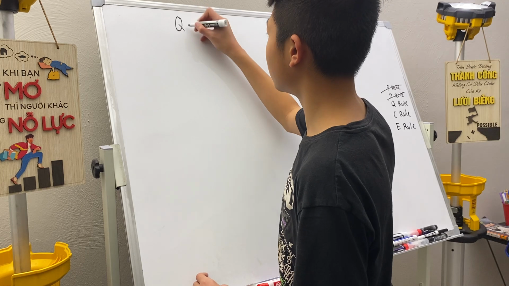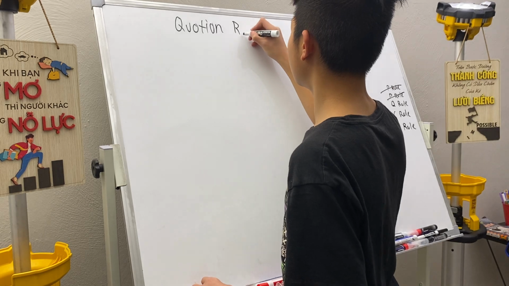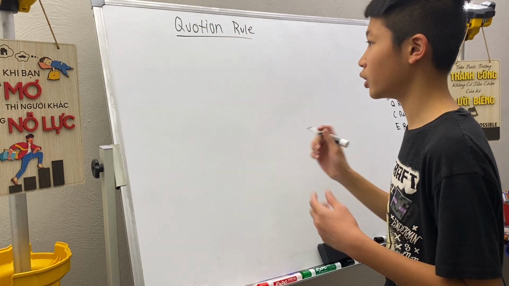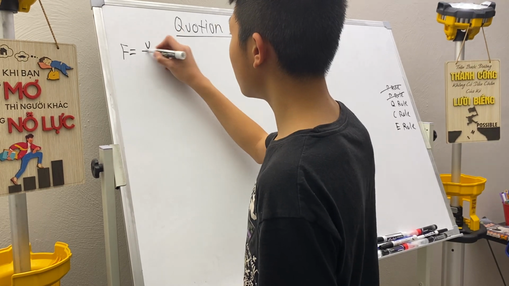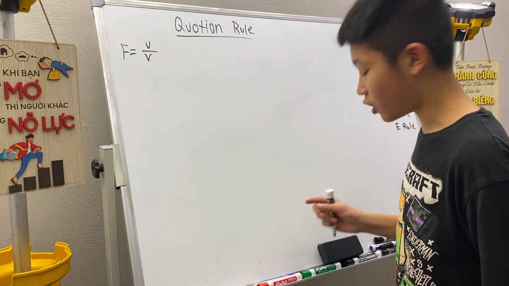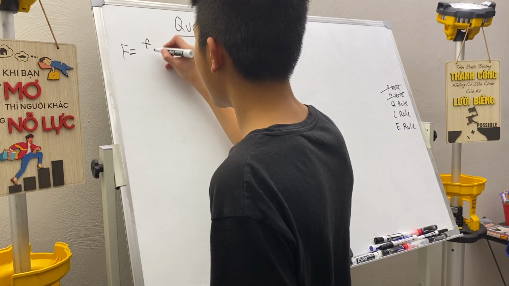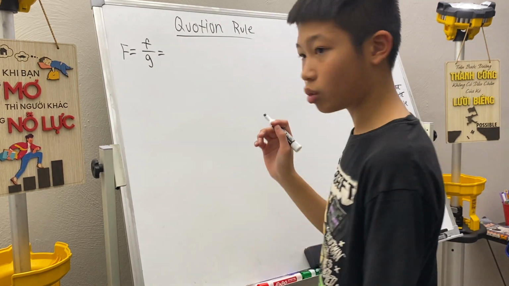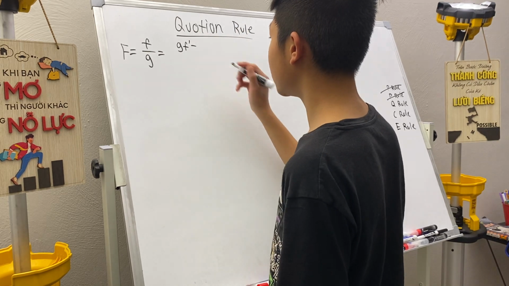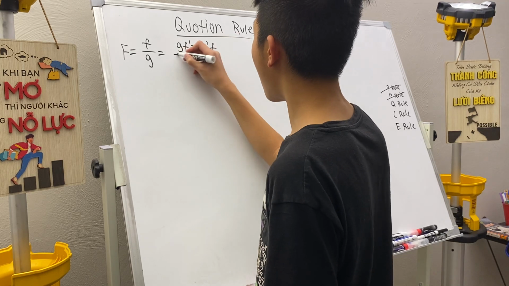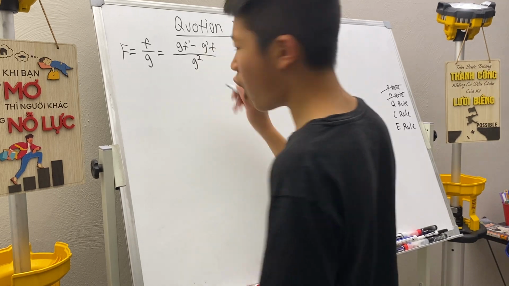I don't really know how to spell quotient, so let me just go. Quotient rule. If I spell it wrong, sorry. The formula is U over V. This time we use U over V, not F over G, but we can use F over G. It's cool. F over G is equal to G times F prime minus G prime times F, all over G squared. Sorry, my square looks so small.